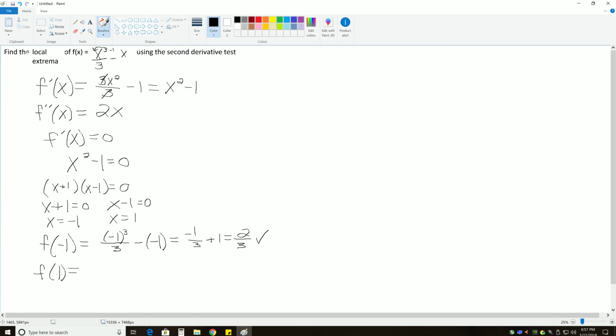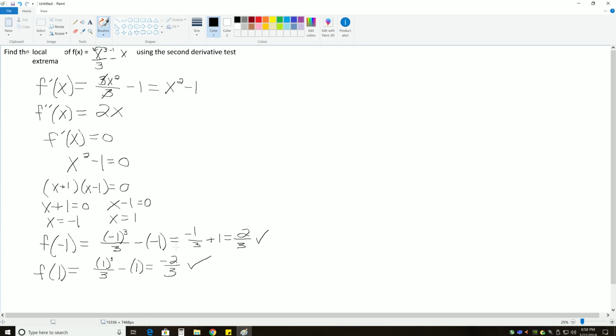Now we'll check if our partition number of x equals 1 is a critical number. So we'll plug 1 in, which gives us 1 cubed over 3 minus positive 1. That's going to give us 1/3 minus 1, which is negative 2/3. Again, this is a real number, so this gives us another critical number. Negative 1 and positive 1 are both critical numbers.